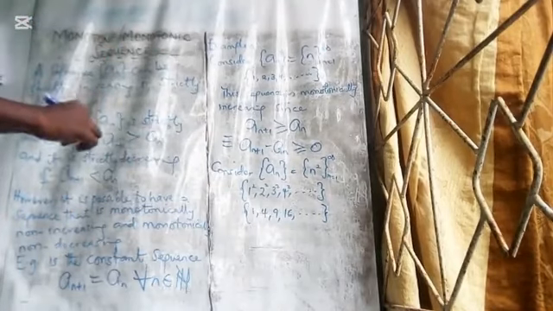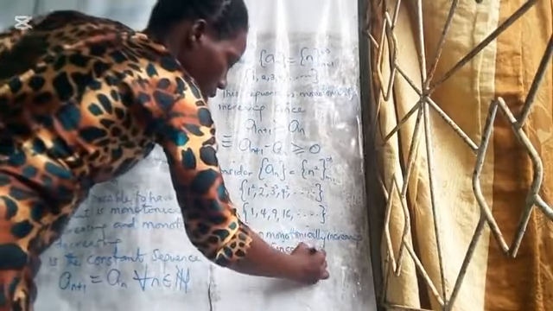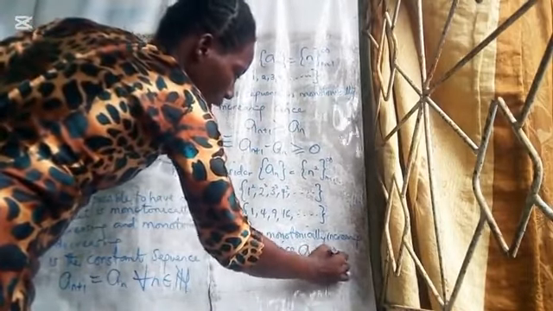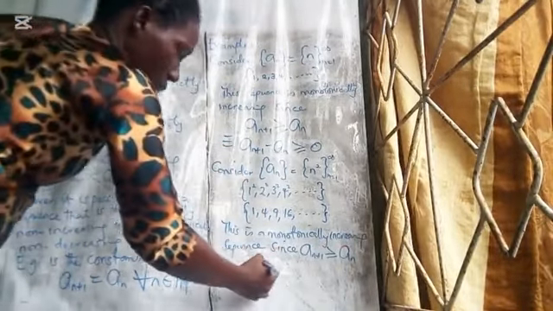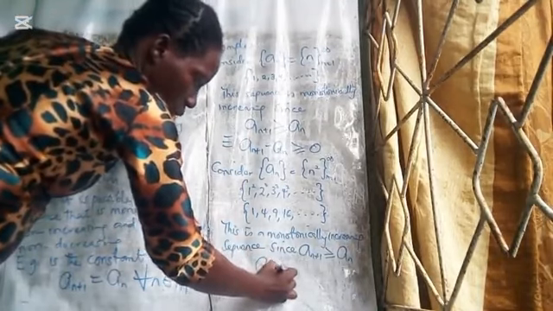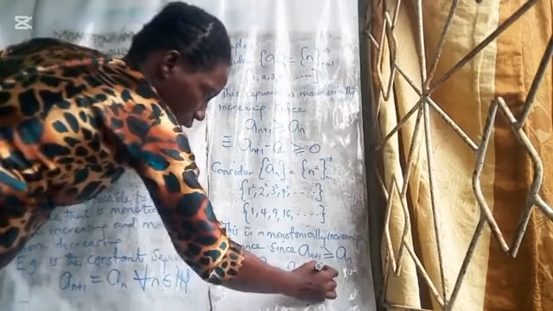Also, this is a monotonically increasing sequence. This is a monotonically increasing sequence since what? a sub n plus 1 is greater than or equal to a sub n. a sub n plus 1 minus a sub n is greater than or equal to 0.